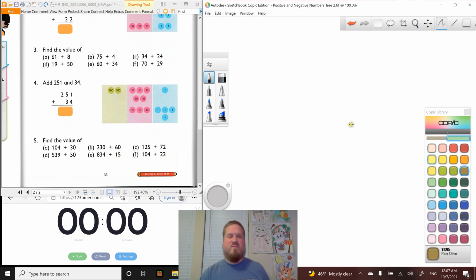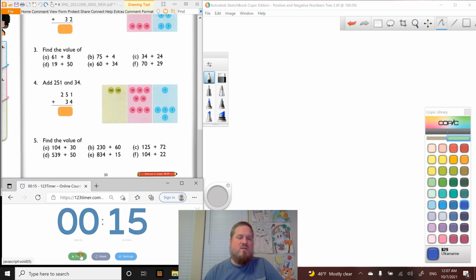All right, let's do this next one. I need a new color. Let's be blue. All right, number 4. Add 251 and 34. They already have the problem laid out for you. Remember, add the 1 column first, then the 10 column, and then the hundreds column. Let's go.